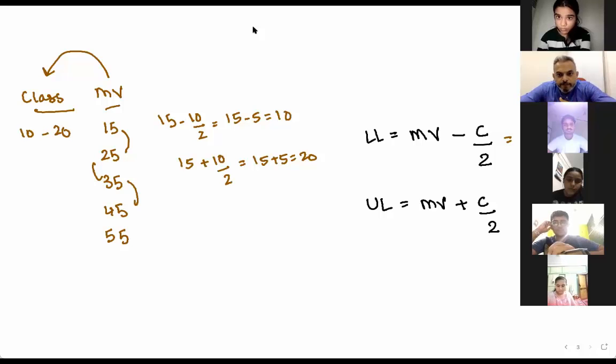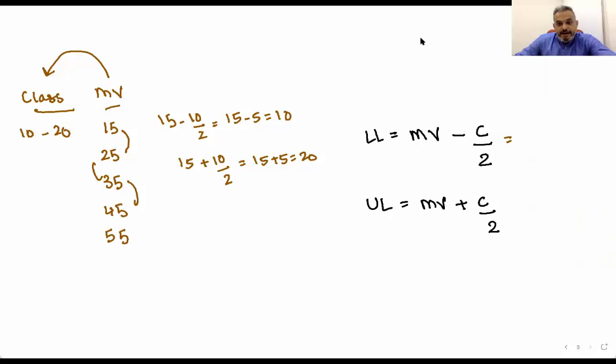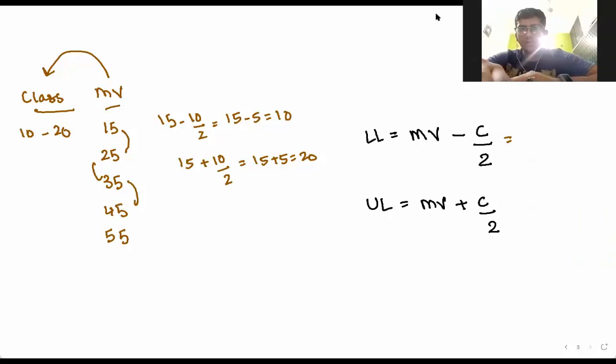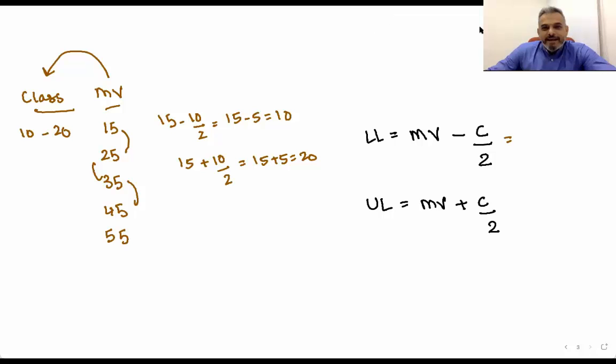Understood this? All of you understood this? Yes, sir. Now, can you tell me कि for mid value 25, what will be the class? 20 to 30. Exactly. हम लोग बहुत ही स्मार्ट है. अब हमें कोई कैलकुलेशन करने की जरूरत ही नहीं है. डायरेक्टली 20 to 30, 30 to 40 भी कर सकते हैं.